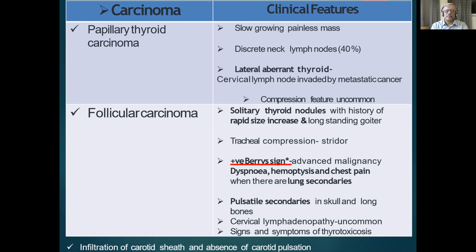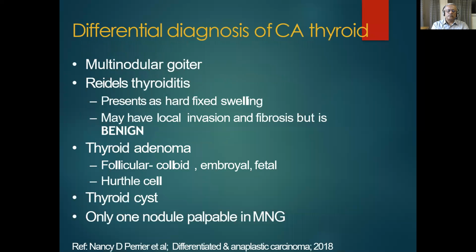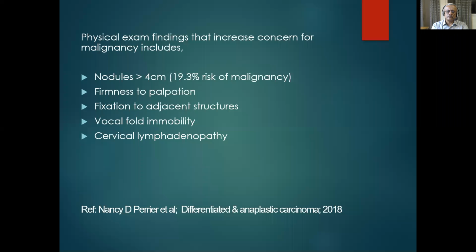So physical examination findings that increase concern for malignancy include nodules greater than 4 cm, firmness or hardness to palpation, fixation to the adjacent structures, vocal fold immobility and cervical lymphadenopathy. These are the factors by which we should suspect the risk of malignancy. What are the fixations to the adjacent structures? Fixation to the trachea.